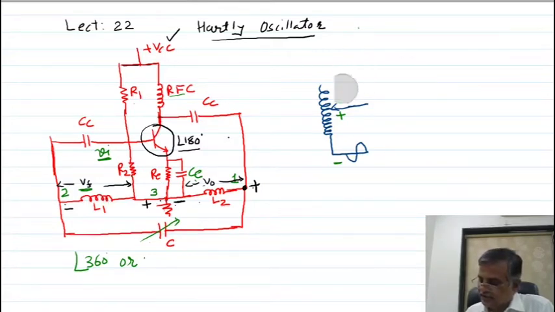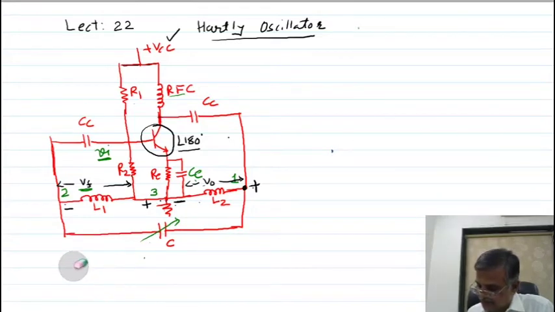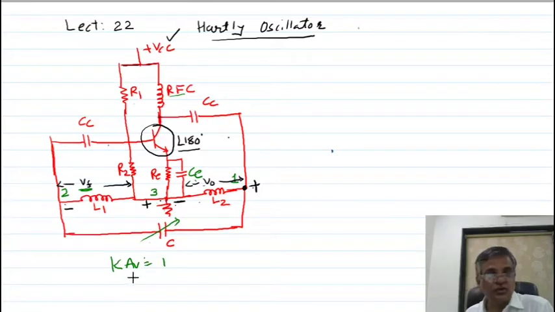Two conditions are required. First condition is positive feedback, and second, the loop gain should be real. Loop gain means KAV is equal to 1. There should not be any imaginary part in this equation, or in any equation of gain.